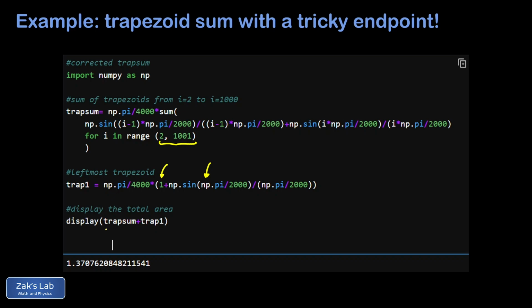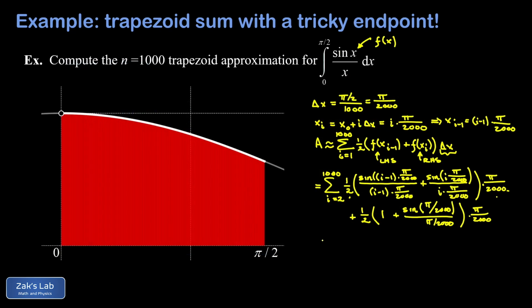So now we display trap sum, that's the sum of 999 trapezoids, plus the first one that we had to handle manually because of the division by 0 issue, and we get our final approximation for the area under this curve on 0 to pi over 2. So on my quiz, I had asked for an approximation to the thousandths place, and so we're going to round this to an approximate area of 1.371, and we've got our final answer.